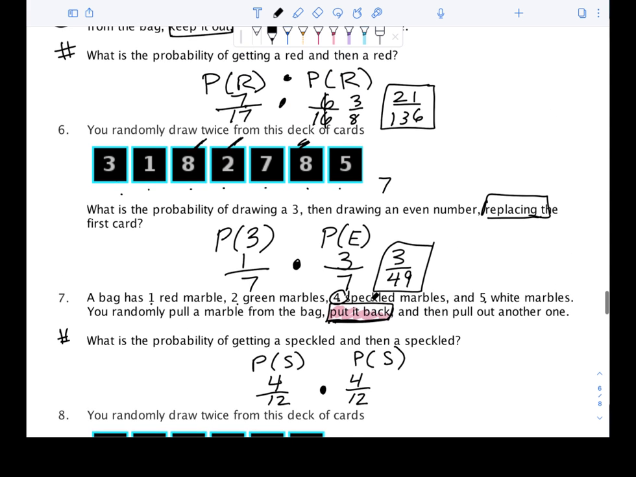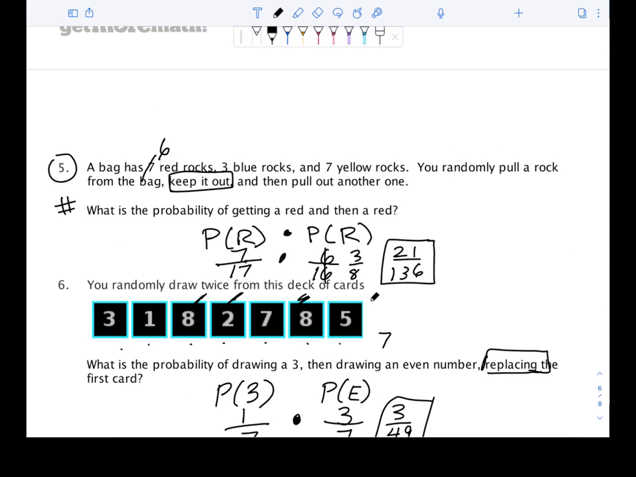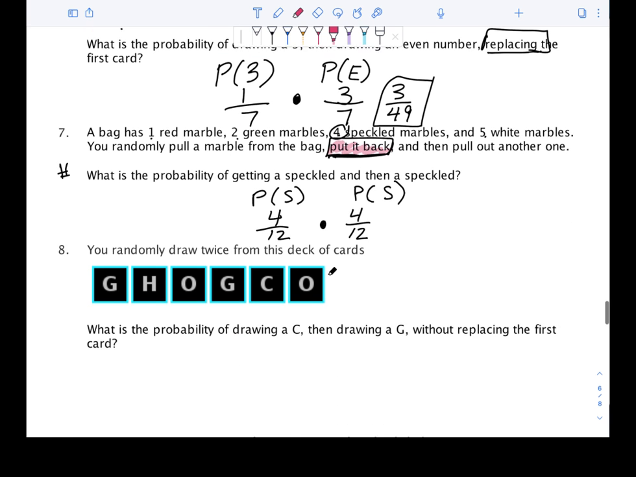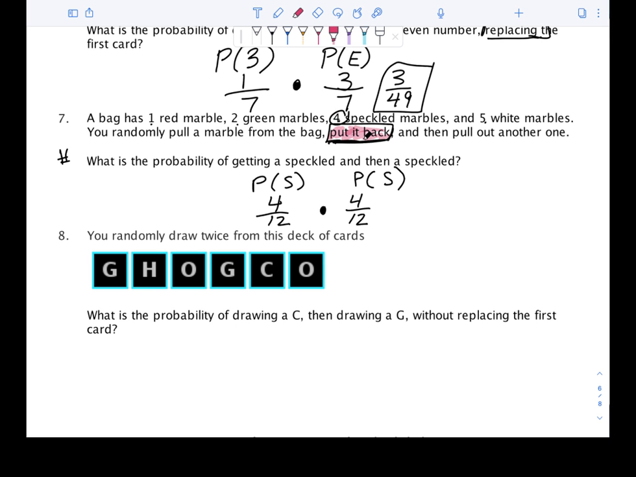And that's comparative to this one up here where we kept it out. So there we go. So we kept it out. That changed that second one. The red and the red, it was the same type, and it changed the second one. But on this one, because we put it back, this ends up being the same. It matches that one. So you don't even have to go back and look at it. You just know, okay, speckled. We had replacement, so they're going to be the same.